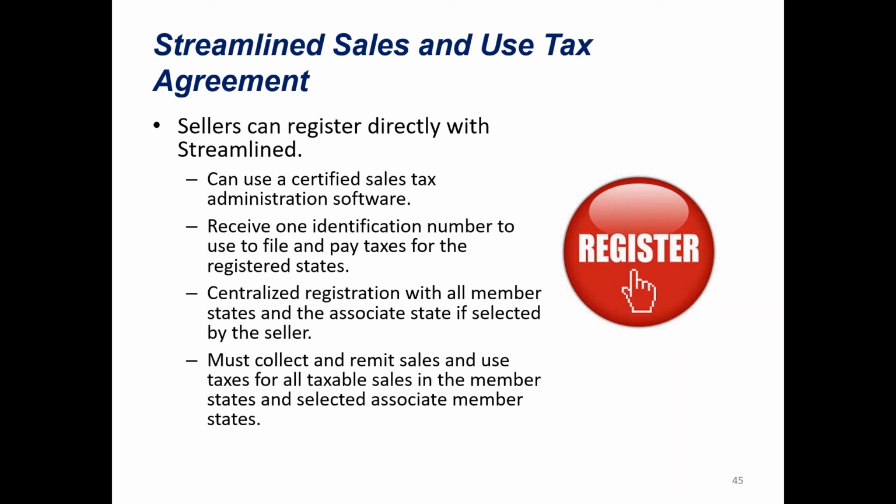So with Streamline, the company can use what's called a certified sales tax administration system. They're called a Model 2 seller. Streamline uses this Model 2 model language. So a Model 1 seller is a certified service provider. I'll discuss that on the next slide.